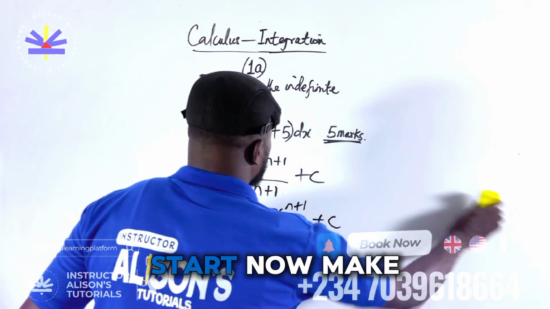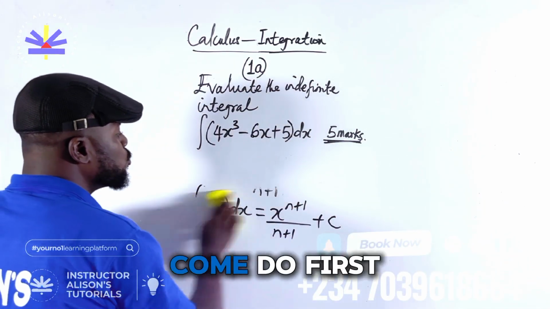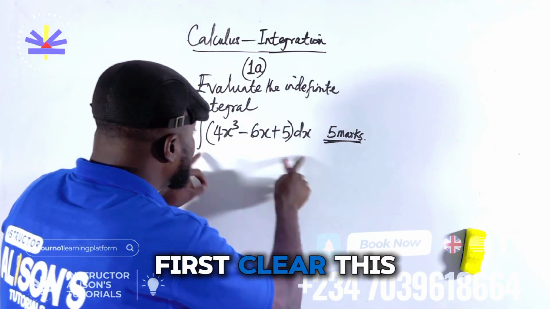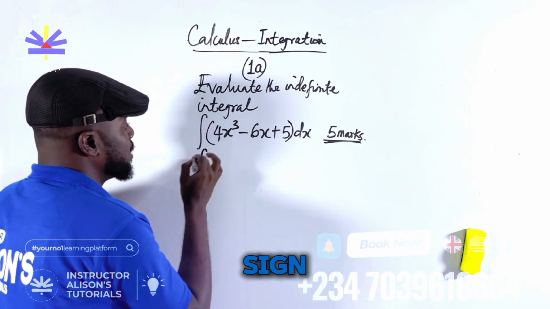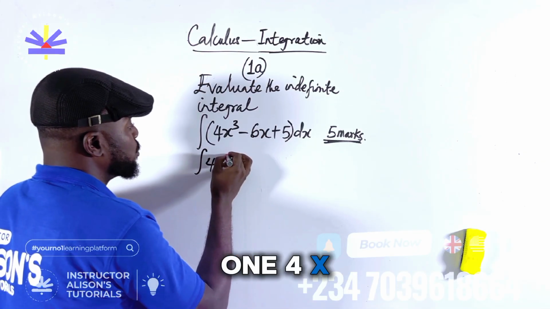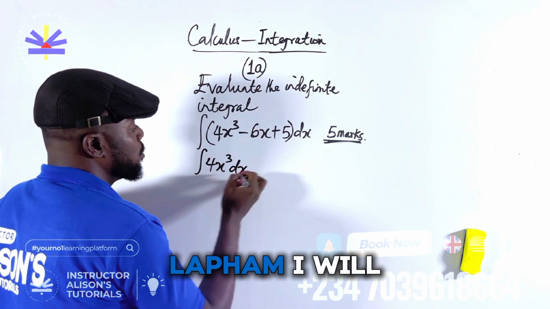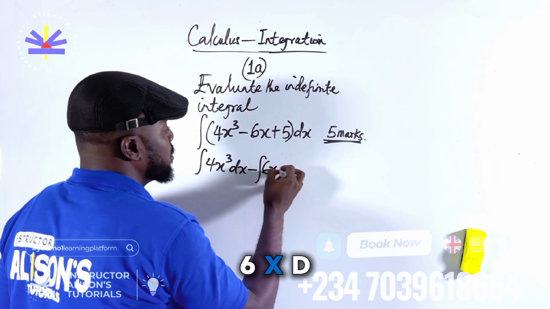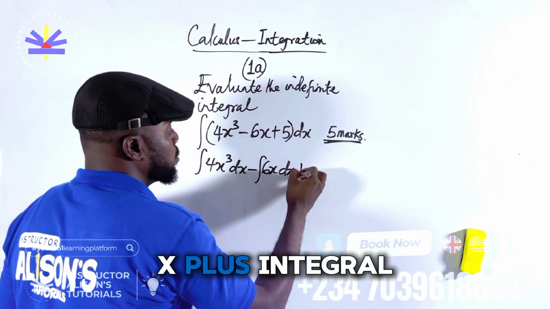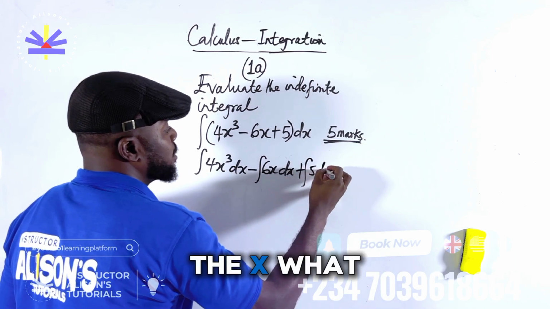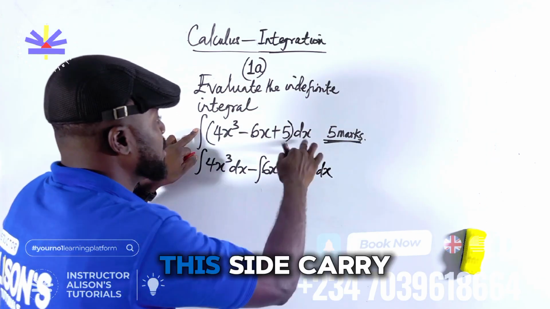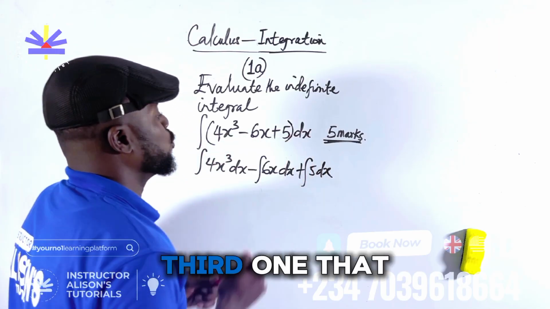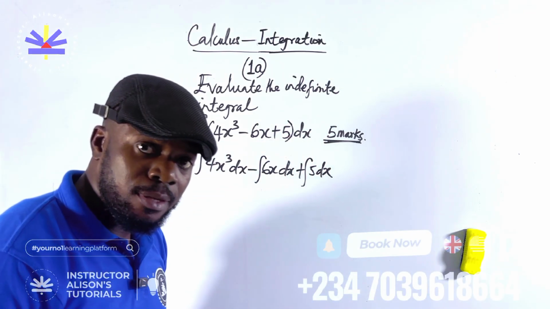So make we start. Now make you remove this one. What you can do first? First, clear this thing. I will use this integral sign, clear the first one, 4x cubed, and then close them. I'll close this one to minus integral of 6x dx plus integral of 5 dx. What I just do is say I just use this guy this side, multiply each of them, use 2 of them, multiply the second one, use 2 of them, multiply the third one. That be the first step.